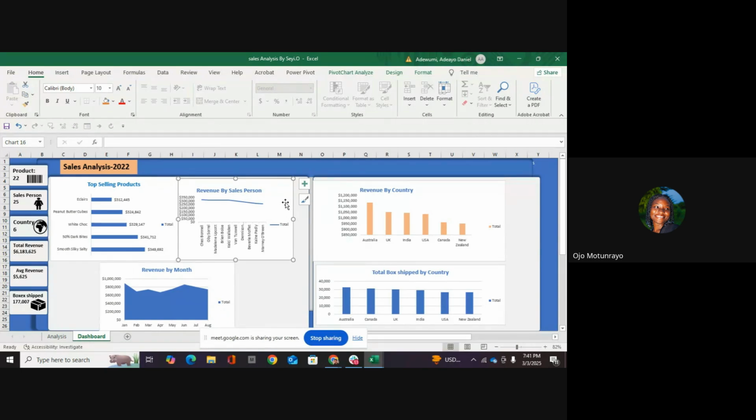When you use a line graph for months, it would have come out well, because it will show you trends of how the sales are increasing, coming down, increasing, coming down. And then you can just interchange the revenue by salesperson and then revenue by month.